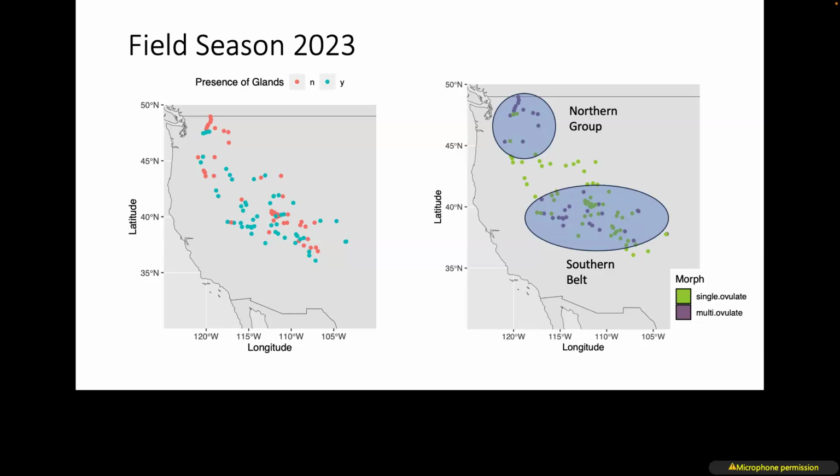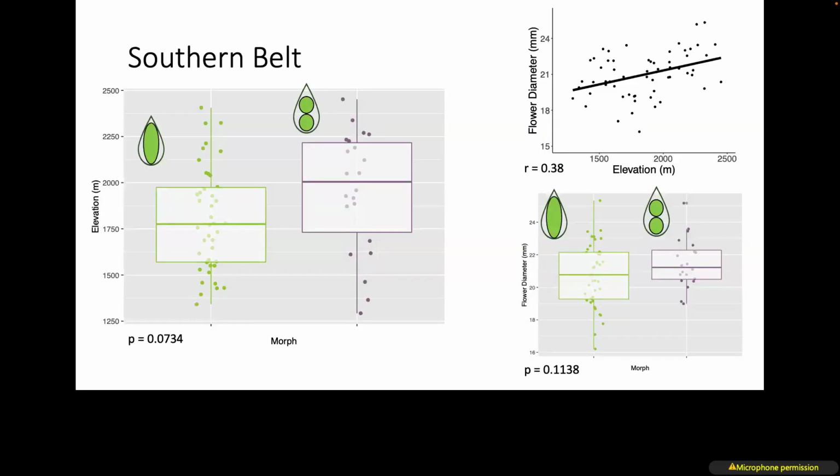The first look that I've done so far is to think about how elevation might be playing a role in this pattern. What you'll see here is that there is a trend for multi-ovulate populations to be at slightly higher elevations, but it's not significant. And we do see a distribution of elevations from very low to very high within this southern belt group.